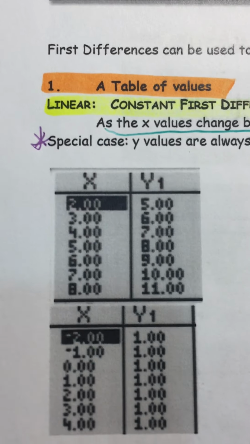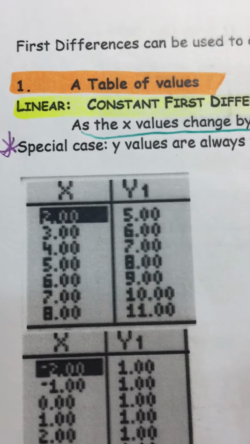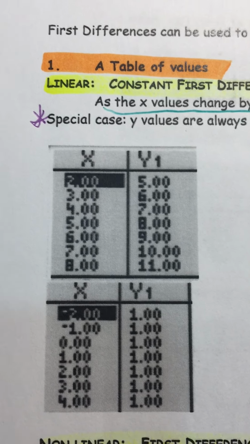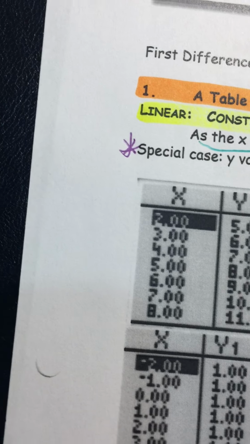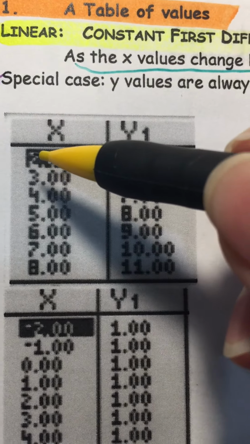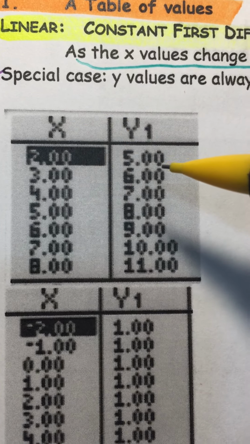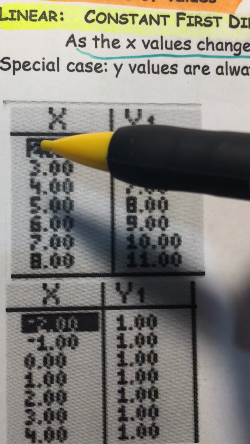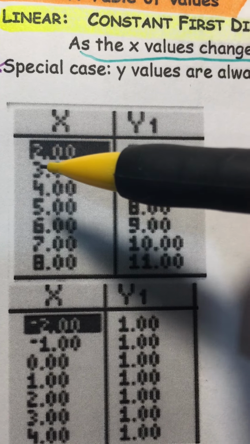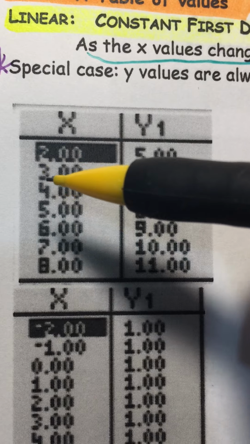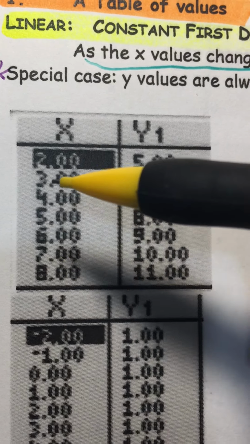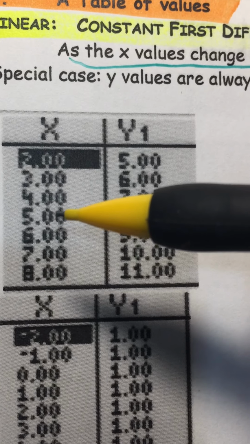So let's go to the first example. This is a table of values that comes off a graphing calculator. If you look at this first table of values, before you can find first differences, you have to check that your x's are increasing or decreasing by the same amount every time. So this goes 2, 3, 4, 5. I can see that these are going up by 1 every time. So the x's are changing by a constant amount. If that's happening, then you're ready to take first differences.